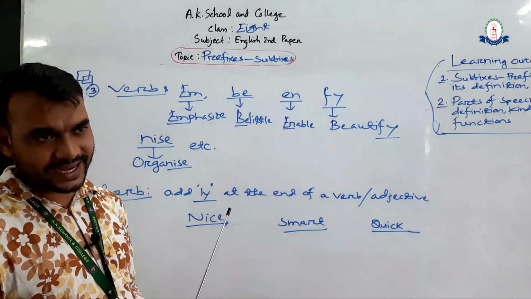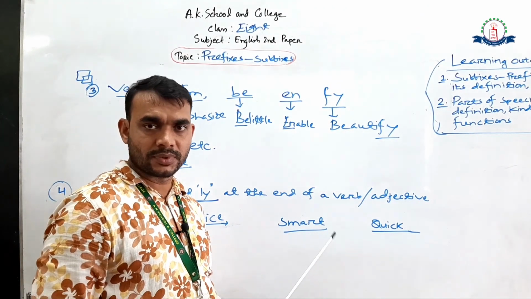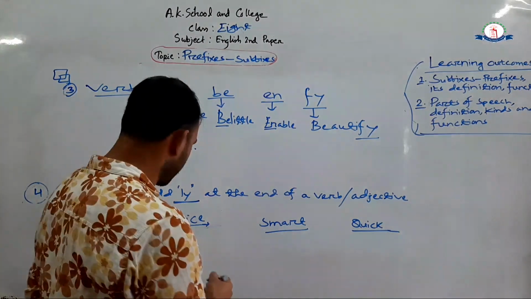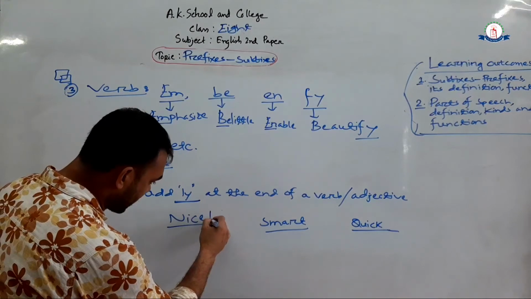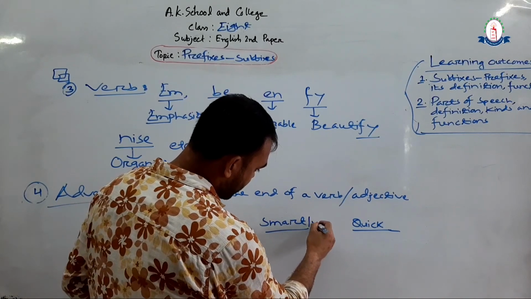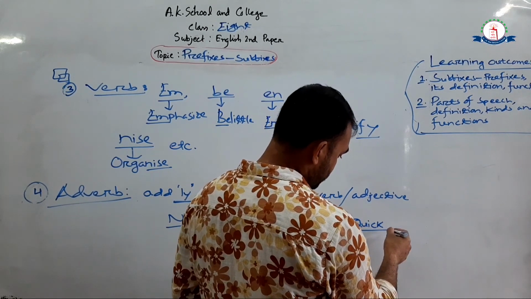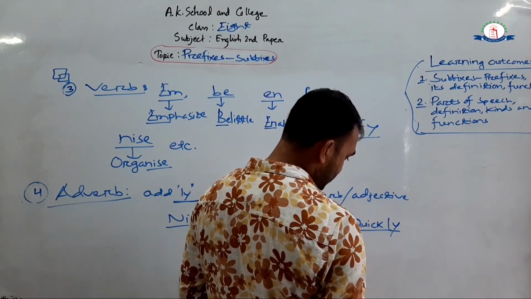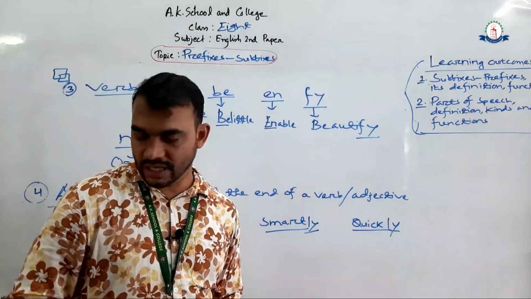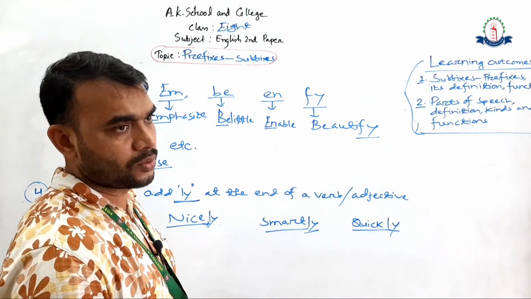So whenever you add ly at the end of a verb or adjective, it will become an adverb. Okay, I will take some examples for you to understand better. So here is nice. I add ly, nicely, it becomes an adverb. So here is smart. You add ly, smartly, this is an adverb. Here quick is the word and I have added ly at the end of this word and it has made the adverb quickly.